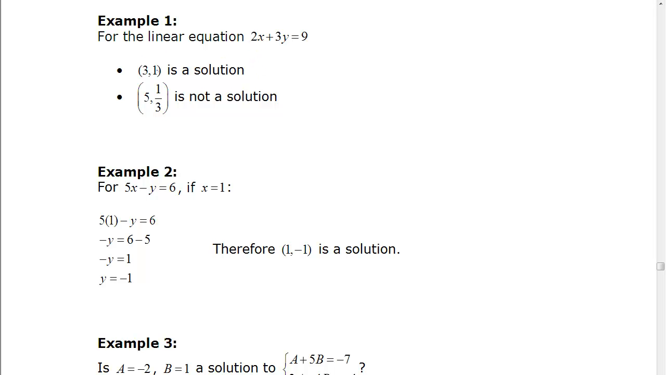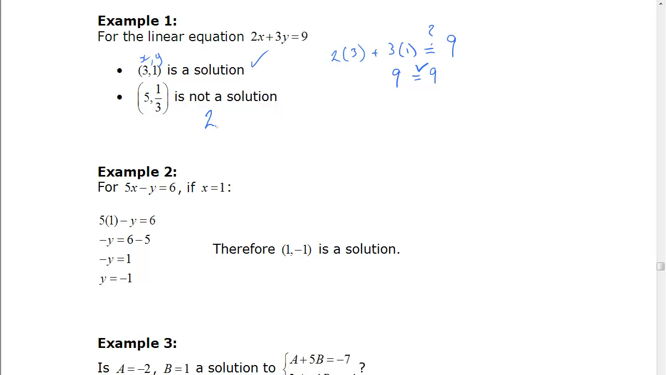What that means is if you put 3 in for x and 1 in for y, remember x, y, then the answer is 9. So if we check that, we get 2 times 3 plus 3 times 1, x and y substituted. And we're checking, does that equal 9? So we're asking ourselves, is that true? Well, this is 6 plus 3, so that's 9. And that does equal 9. So yeah, that is the solution.